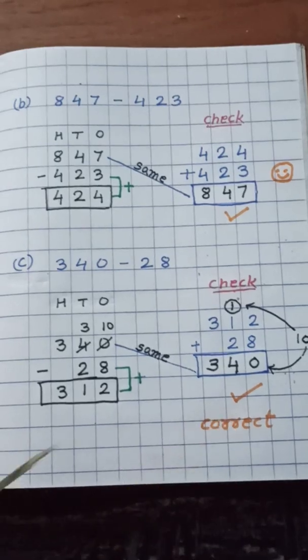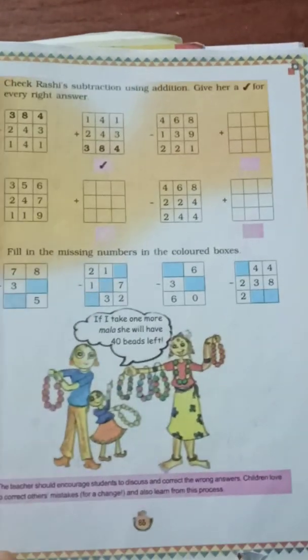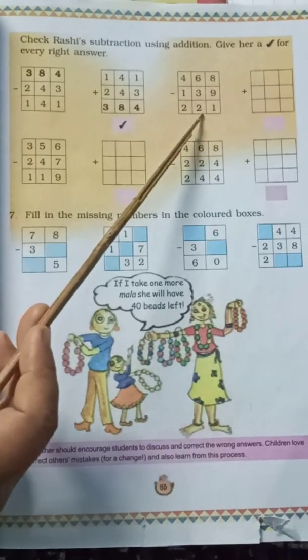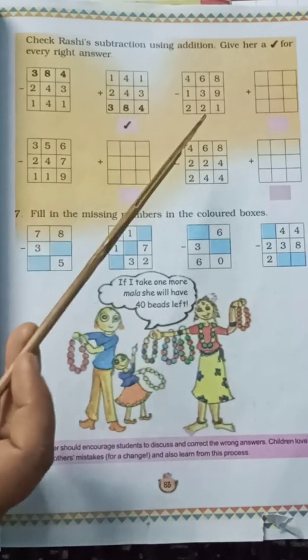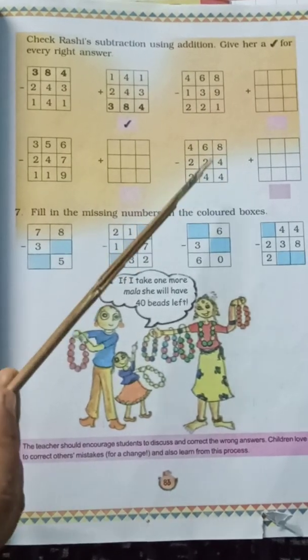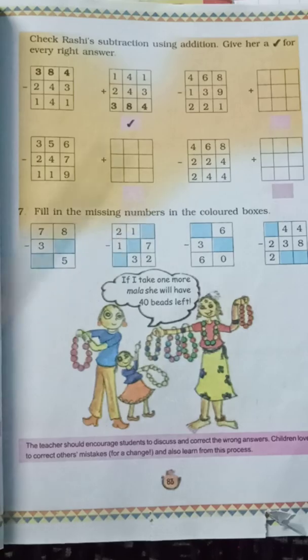Okay. So children, now it's your turn. Try to solve these sums in your textbook. Here this question is already done. So you have to do this first, second and third. First you do it in your textbook and show me. Thank you.